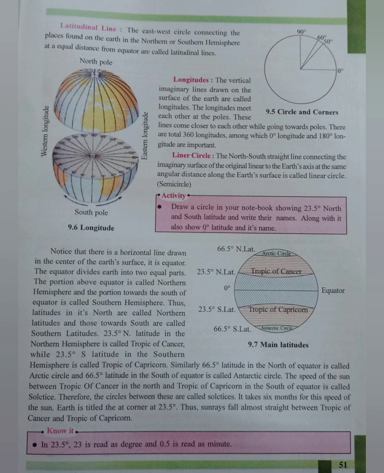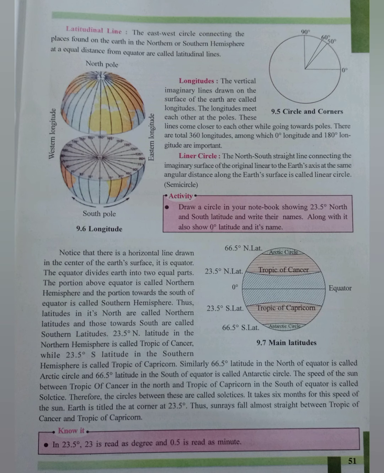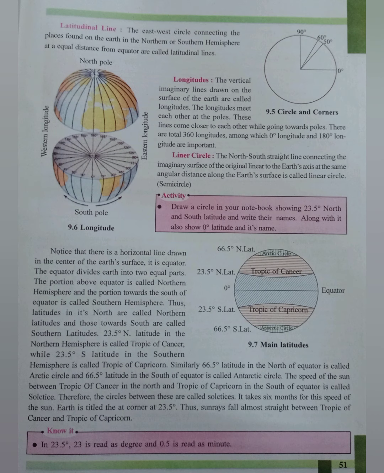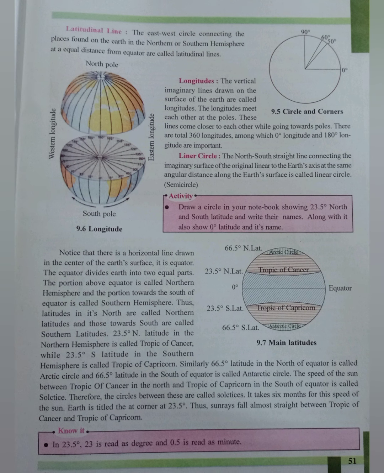Know it. In 23.5 degree, 23 is read as degree and 0.5 is read as minute. Students, the equator is the largest latitude situated on 0 degree latitude. It is an imaginary line dividing the globe into two equal halves.